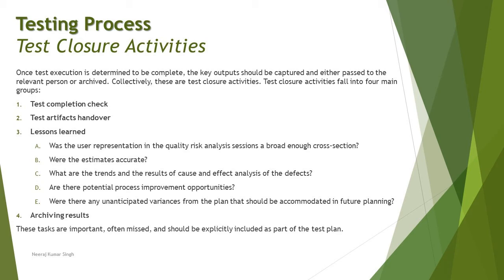If there is any kind of optimization required, then what is that optimization? Similarly, there are certain questions which can be answered during this phase or this lessons learned checkpoint. That is, was the user representation in the quality risk analysis session a broad enough cross section? Now, this question basically means how exactly the contribution of the customer collaboration was helpful in discovering various risk items. Because the customer could definitely be very helpful to determine what exactly the requirement is and what could turn into a risk when being used by the end users.